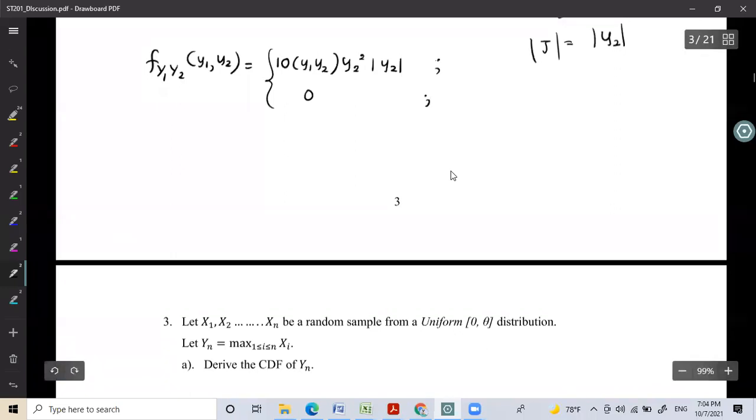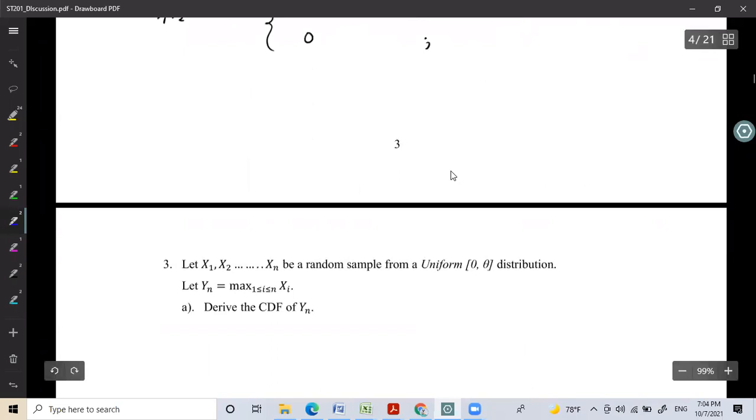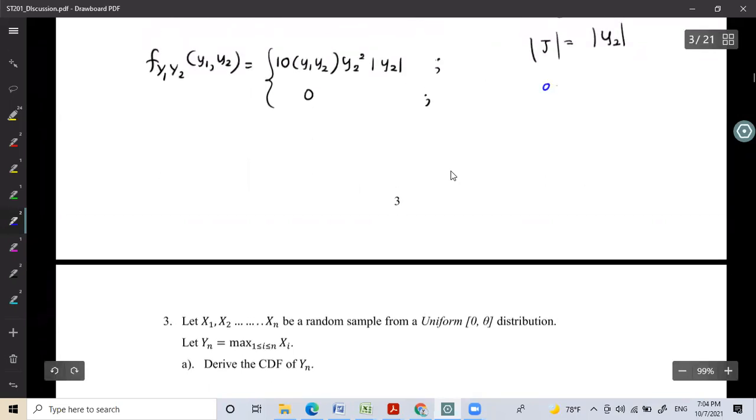If you simplify this, this will be 10 times y1, y2 to the power 4, right? And we'll see how we can get rid of this absolute value. That means we have to look at the support. So what do we know about the supports? We know that the support of x1 and x2 is what is given as the support. So let's write them down.